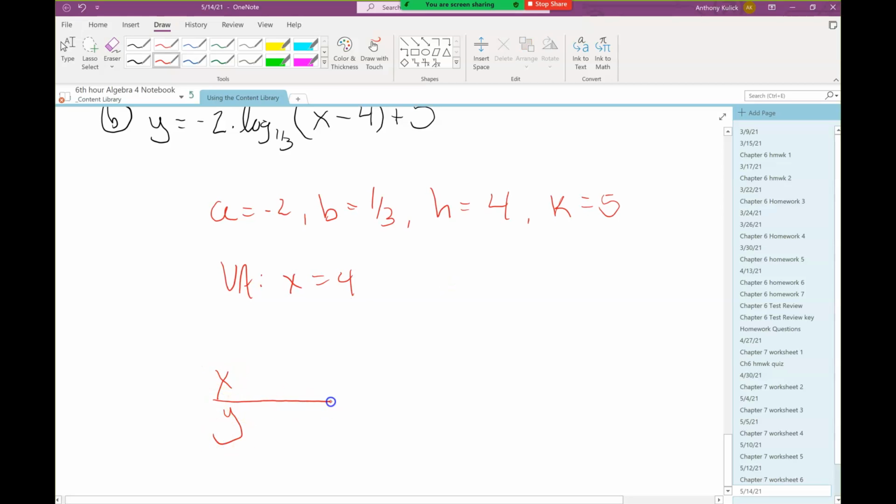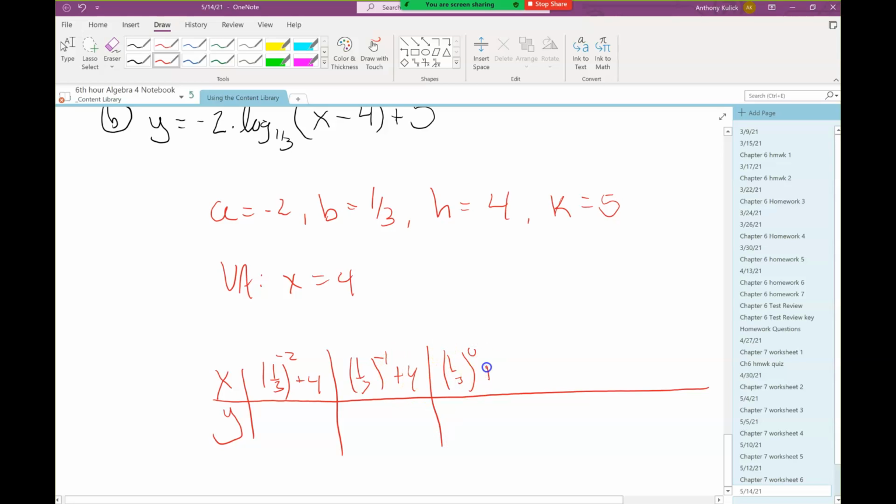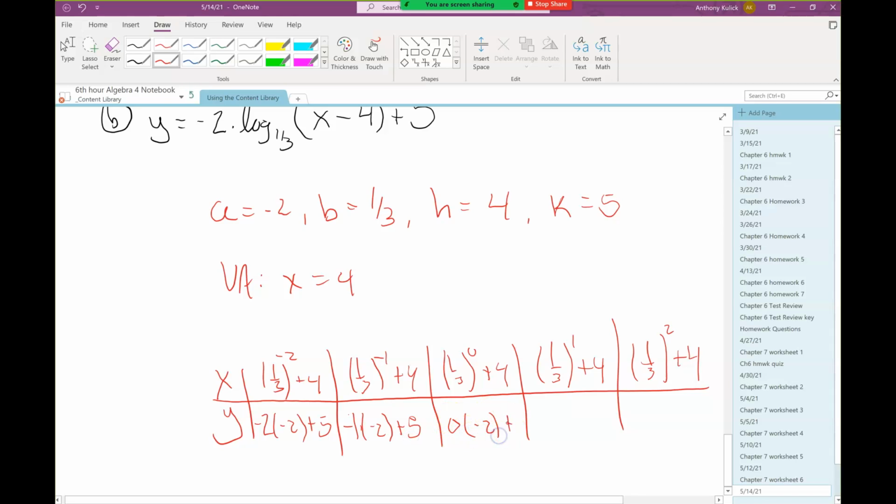And then let's build our xy table. So it's b to the negative 2 plus h, b to the negative 1 plus h, b to the 0 plus h, b to the 1 plus h, and then b to the 2nd plus h. And then we'll have negative 2 times a plus k, negative 1 times a plus k, 0 times a plus k, 1 times a plus k, and then 2 times a plus k.